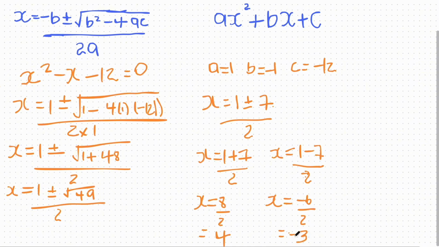And that's how we use the formula method to solve our quadratic equations. So we identify our a, b, and c, and then we substitute those values into the formula.